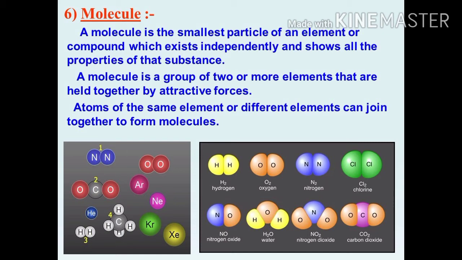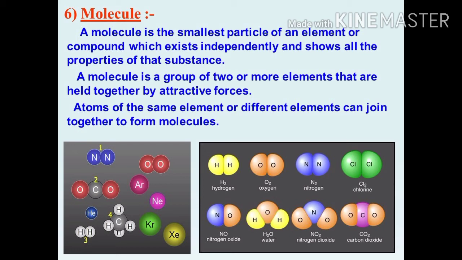See the first picture. Atoms of the same element: N, N2, O, O2, then CO2, Ar, argon, Ne, neon, Kr, krypton, Xe, xenon, then helium, He, O3, then methane, CH4. Atoms of the same element are there and also different elements. See the second picture; the first picture, the atoms of different elements are joining.